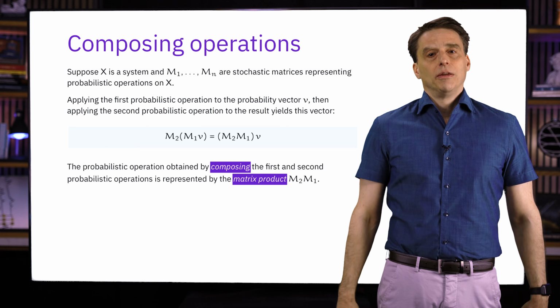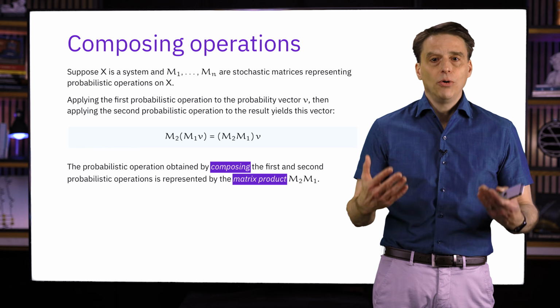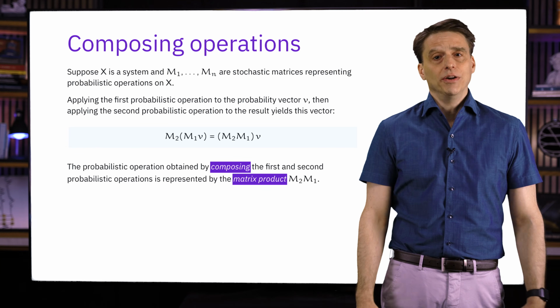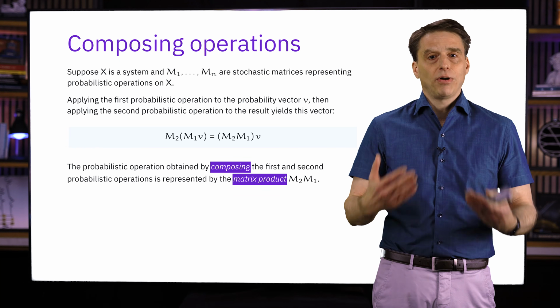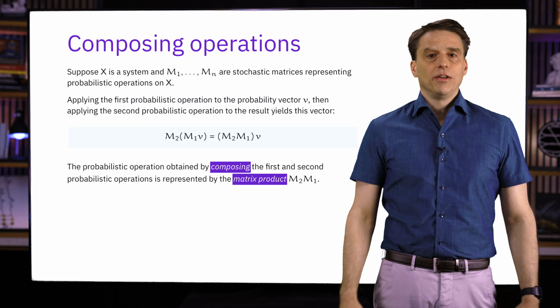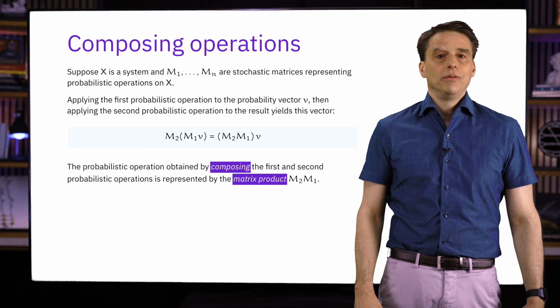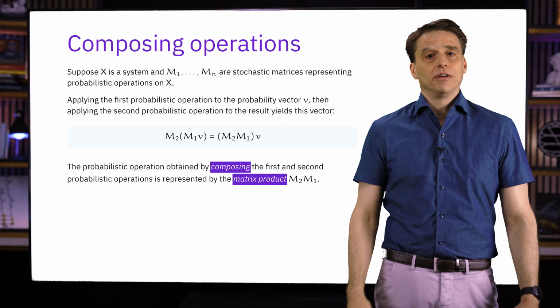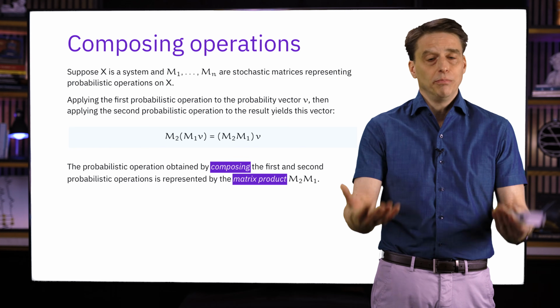In other words, the probabilistic operation we get by composing the first and second probabilistic operation is represented by the matrix product, M2 times M1. And that's the same operation regardless of what probabilistic state we started with. We don't need to know anything about the probability vector V to think about or to describe this composed operation.